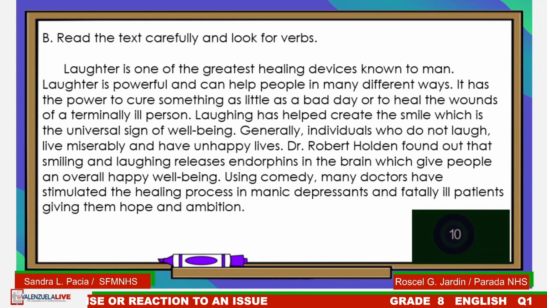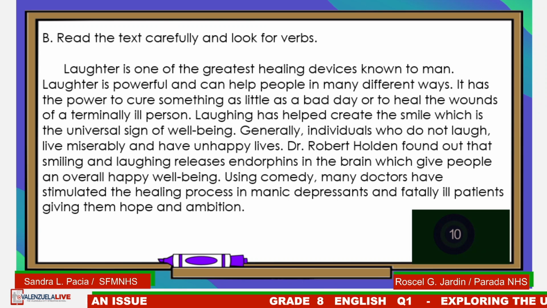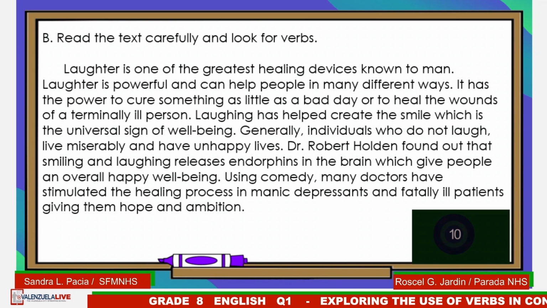Laughter is one of the greatest healing devices known to man. Laughter is powerful and can help people in many different ways. It has the power to cure something as little as a bad day or to heal the wounds of a terminally ill person. Laughing has helped create the smile, which is the universal sign of well-being.